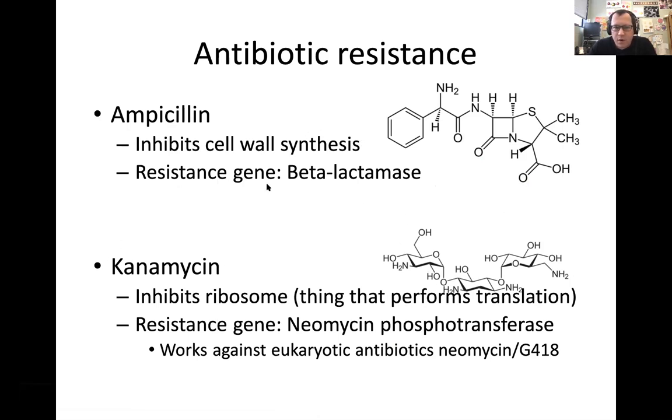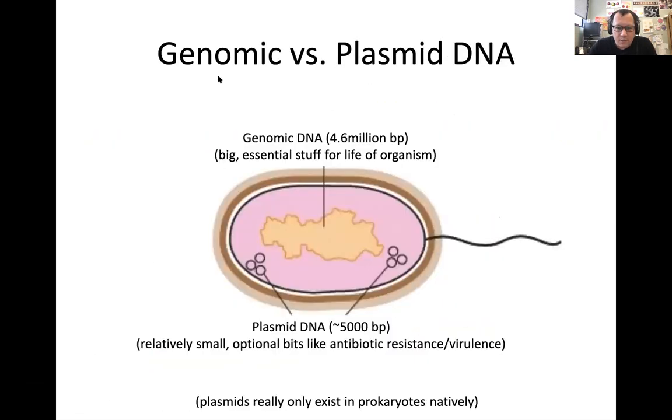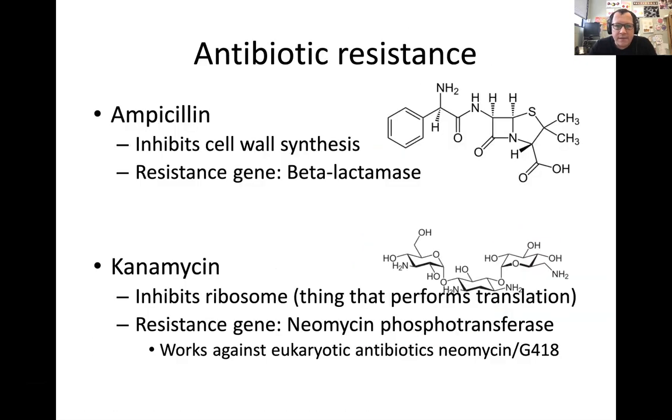Ampicillin inhibits cell wall synthesis in bacteria. That structure I showed you, bacteria, they have this thing called a cell wall on the outside of their plasma membranes, and basically ampicillin prevents that from happening.